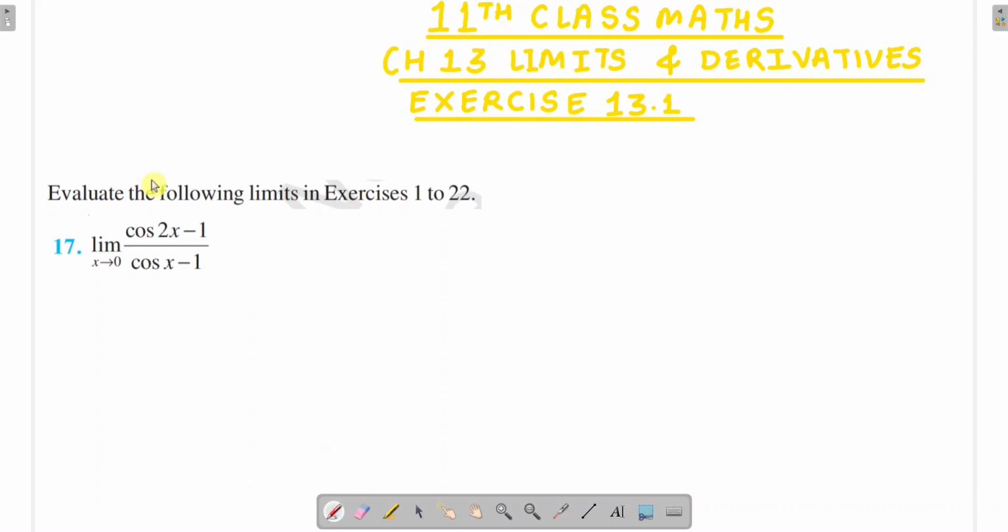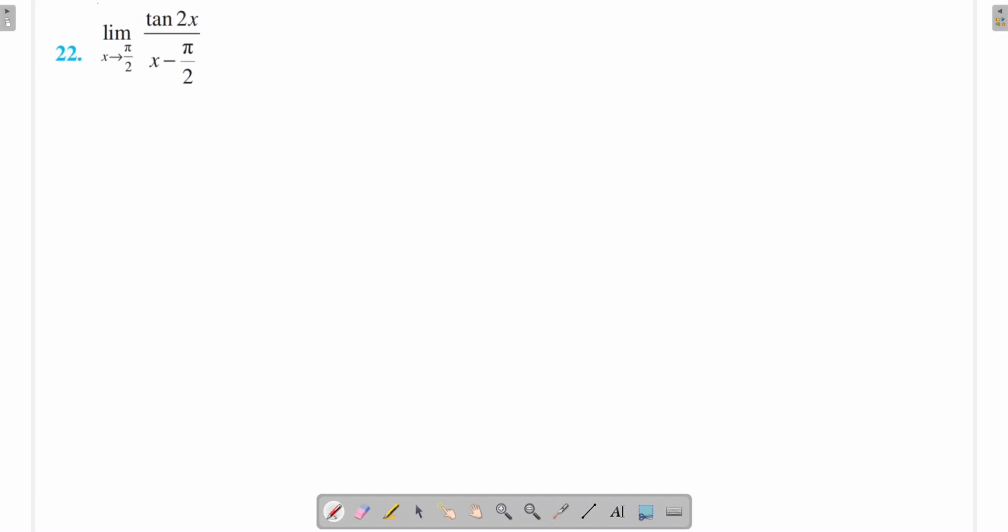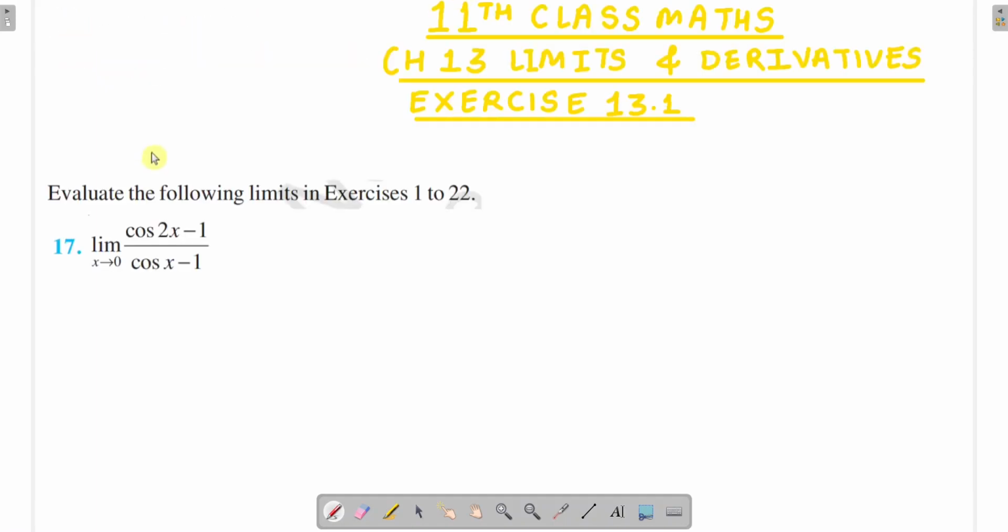In this video, let us continue with exercise 13.1, problem number 17 to problem number 22 we will do. Okay, so let us start. Here we have to evaluate the following limits in exercises 1 to 22. Okay, 17th problem. Limit x tends to 0 of (cos 2x minus 1) divided by (cos x minus 1). So you have to evaluate this limit.